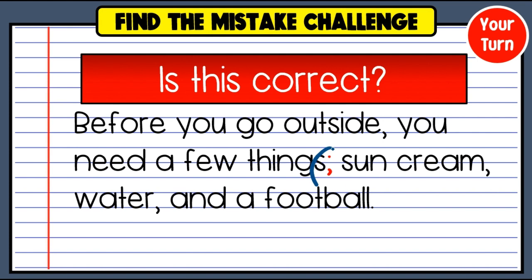So this is wrong. Instead, we should have a colon, shouldn't we? That's much better. Before you go outside, you need a few things: sun cream, comma, water, and football. Well done if you got that right. Let's look at the next slide.